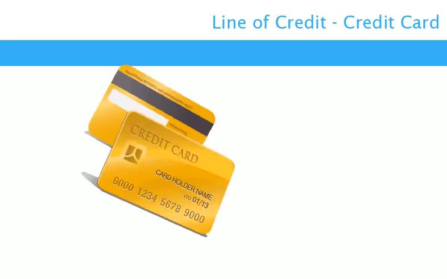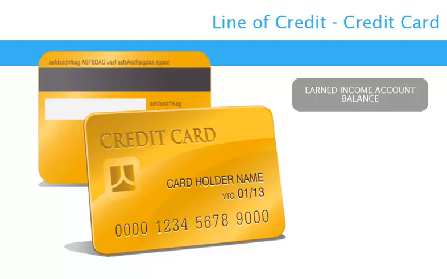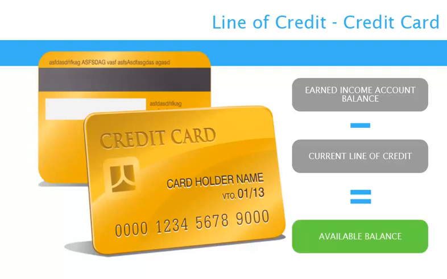At the beginning of your program, you will receive a credit card. You will request a line of credit, which is available money to spend. To determine your current account balance, you will take the earned income balance minus your previous or current month's credit card line of credit. This will give you the available balance of your earned income account.